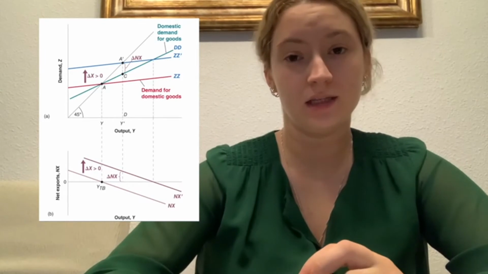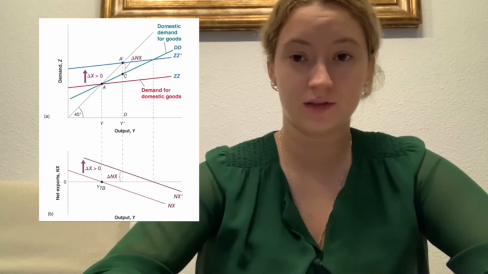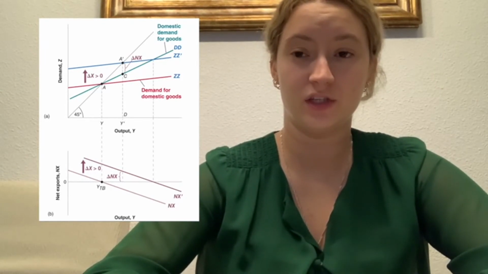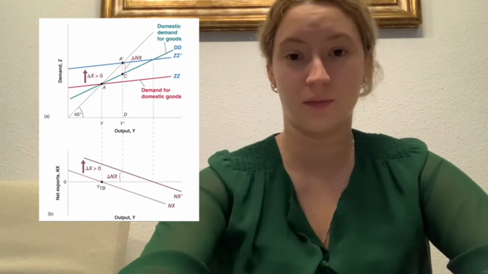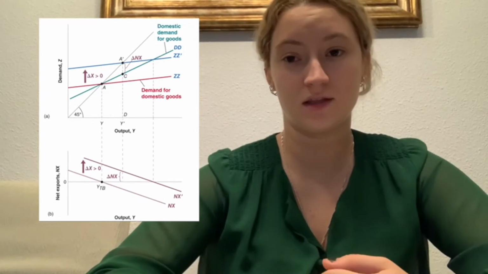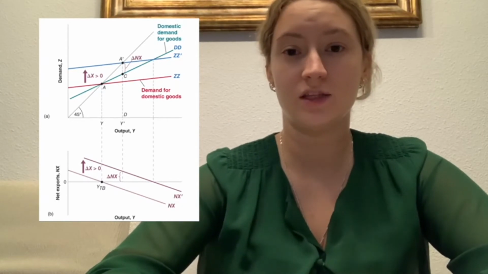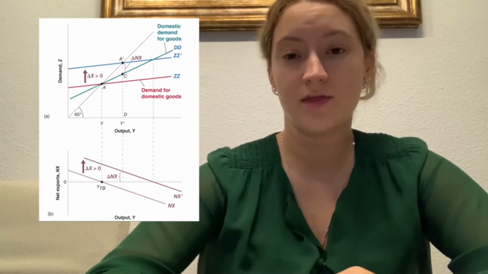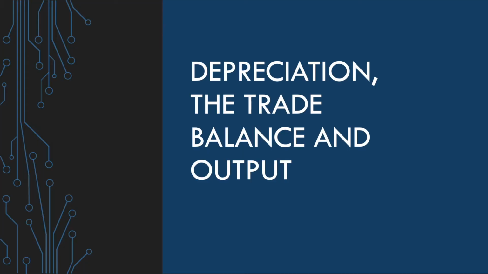As we can see, the DD function does not shift. At the new equilibrium, the function DD is below ZZ'. Thus, while imports increase, the increase does not offset the increase in exports, and the trade balance improves. There is a trade surplus.